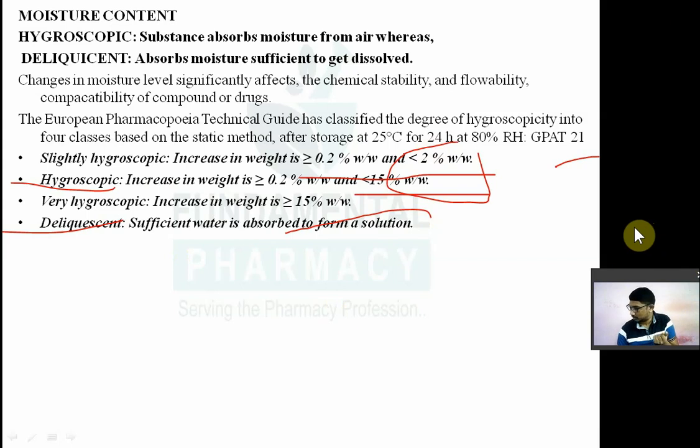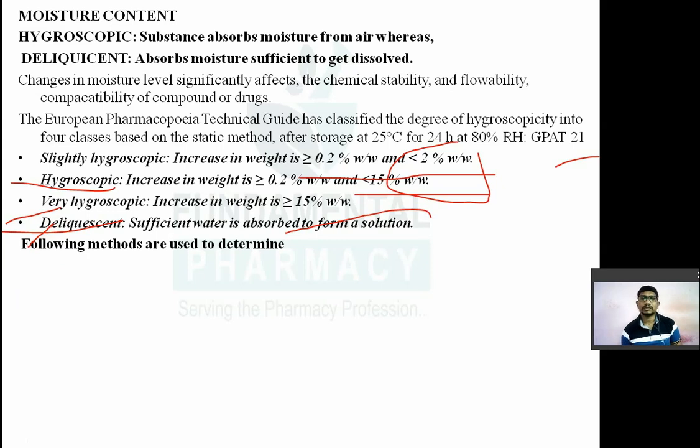If the increase in the weight of that compound is less than 15%, then it is known as hygroscopic. If the increase in weight of that compound is more than 15%, then it is known as very hygroscopic. And if it absorbs sufficient water to become a solution, it is known as deliquescent. तो ये आपको याद रखना है.